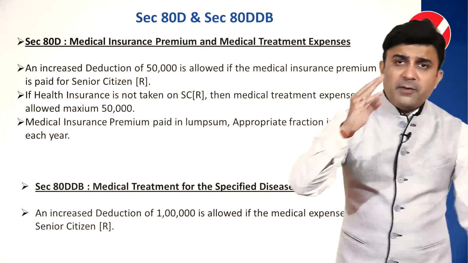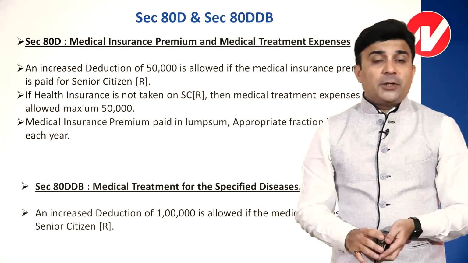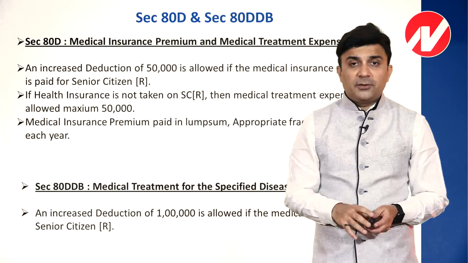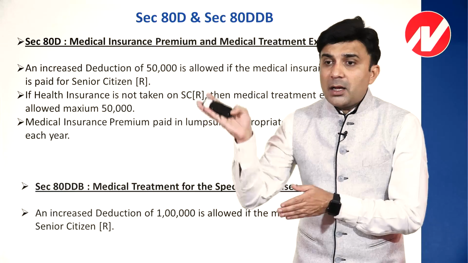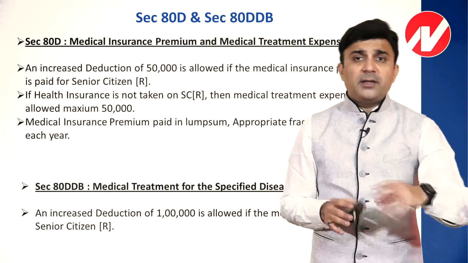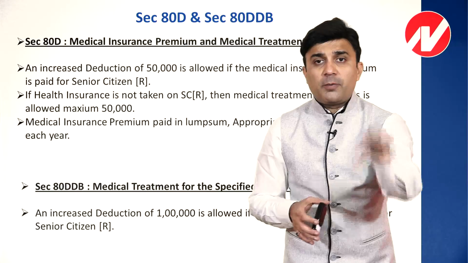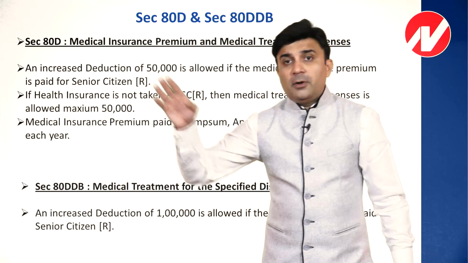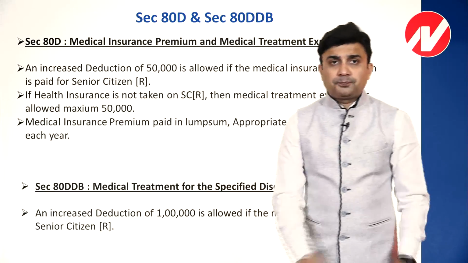And friends, a very welcome provision. The reason being, there are a number of problems in getting insurance for senior citizens. Many medical insurance companies are not giving insurance for senior citizens. So assume that I am not able to take the insurance for my parents who are senior citizens. I am not paying any medical insurance premium for that, and some medical treatment expenditure is incurred for my parents, then I will be able to get the deduction of maximum 50,000 for this medical treatment expenditure.